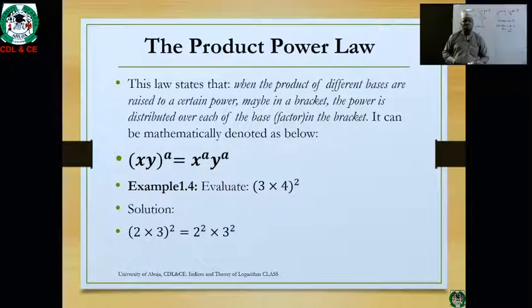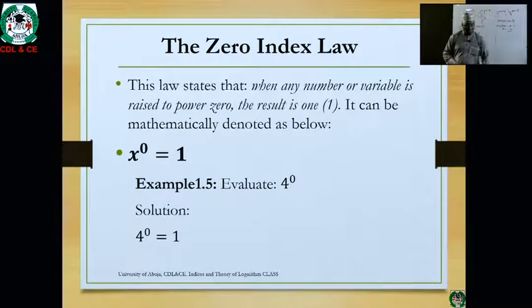Similarly, there is what you call the product power law. A situation where we have two different bases or more. Whenever the two different bases are all raised to a particular exponent, that exponent is distributed across the bases. That is where we have xy, all bracket raised to power a. It will now result in x raised to power a, y raised to power a. That is where we have 2 times 3, all bracket raised to power 2. We have 2 raised to power 2, 3 raised to power 2, according to the law.